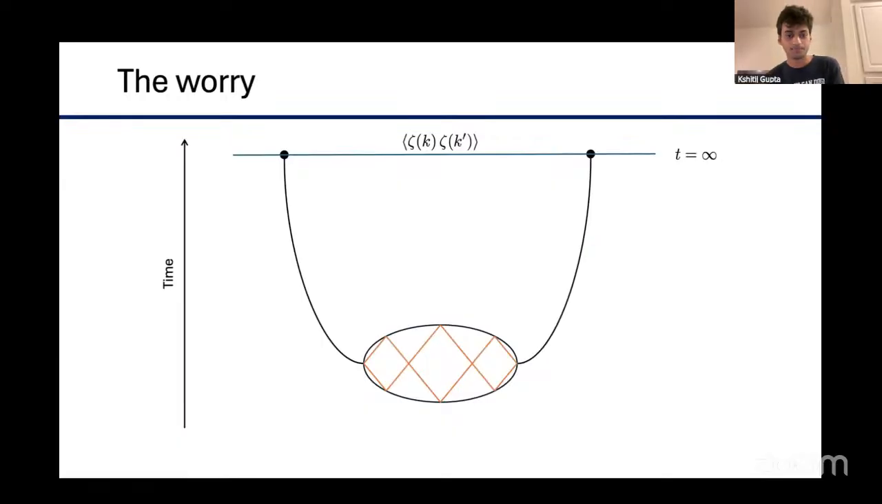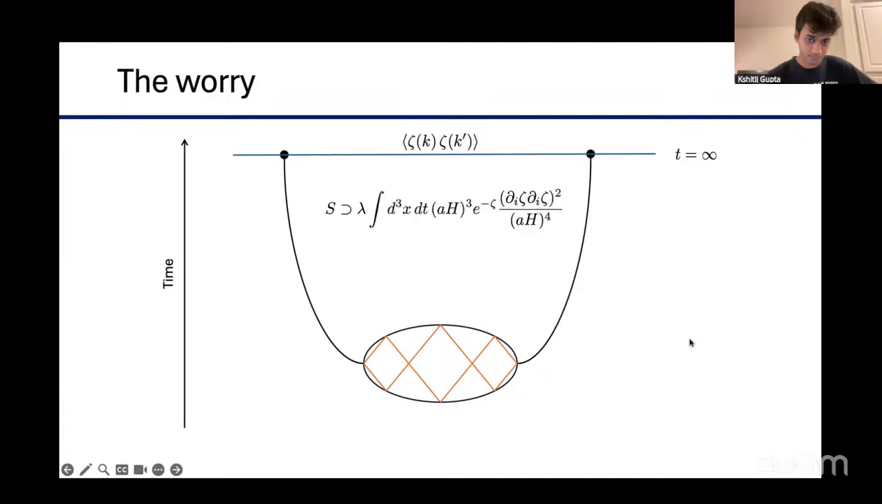One can ask what the worry is. Why are these calculations hard to do? Very practically, you can try to measure the two-point correlator, or the power spectrum of zeta generated during inflation at some late time boundary, and you can just try to do the in-in calculation, and you can just put in a generic quantum loop and do the calculation.